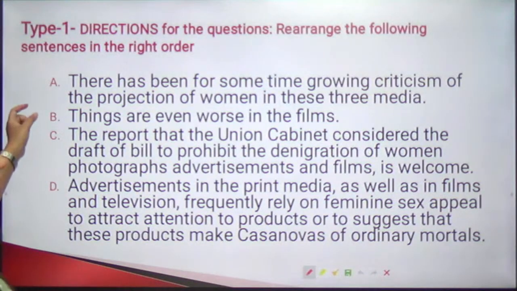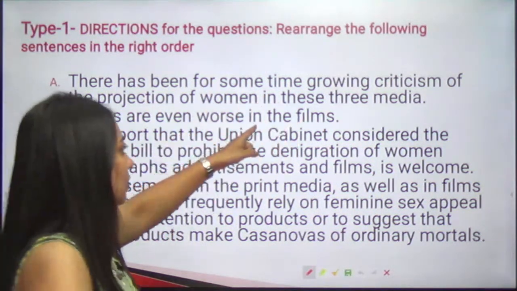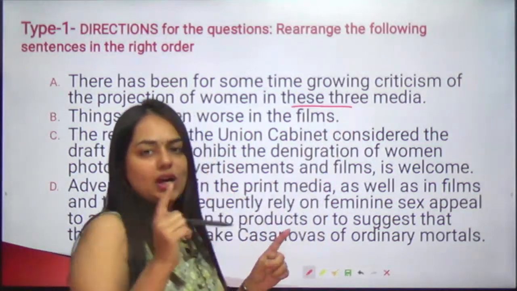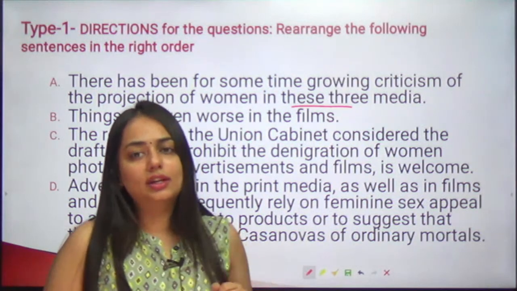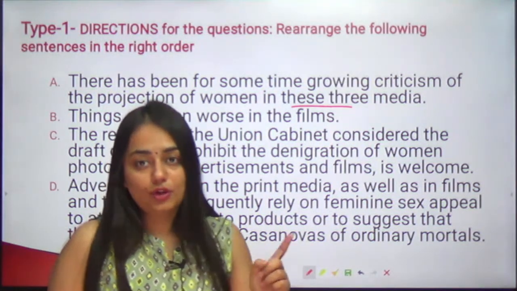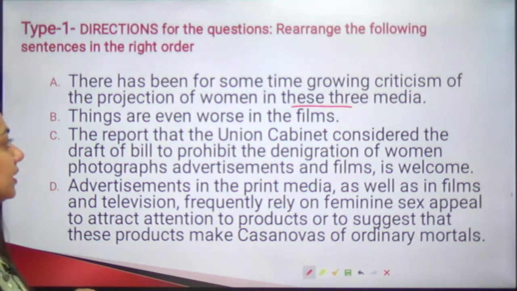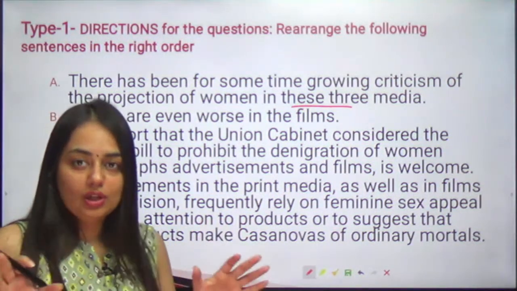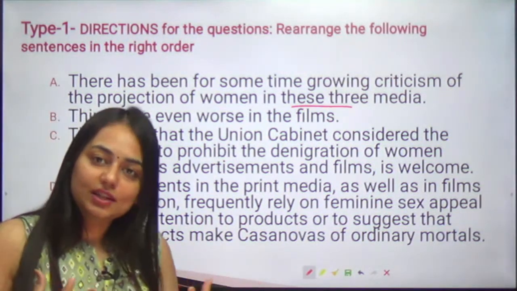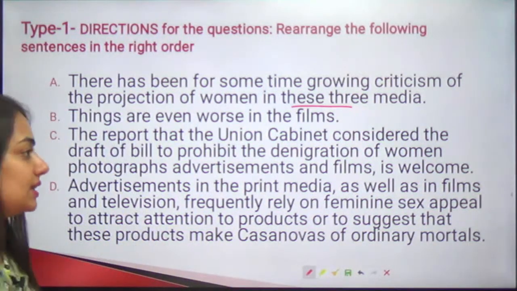There has been for some time growing criticism of the projection of women in these three media. Look at this now. You are given a pronoun here, these three media. How would we know which all media he is talking about? So definitely this is not going to be the opening sentence. Second is, things are even worse in the films. What things? Has he already given something? Has he already told us something about those things? We first need to identify what things he is referring to. So this also cannot be the opening sentence.